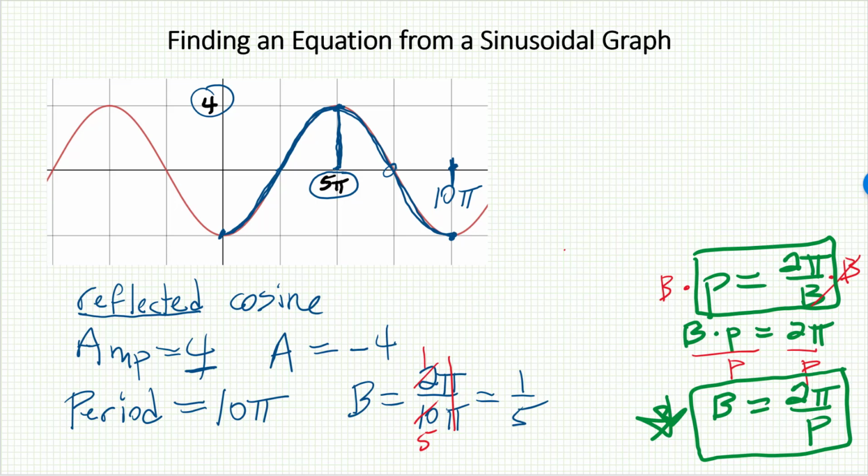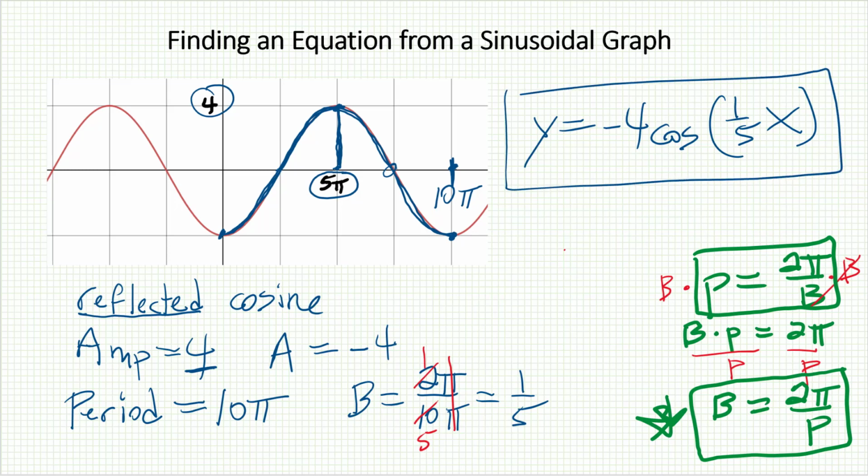Well, I have everything I need now to write down this equation. The equation would be y equals negative 4, there's my a, cosine, we knew it was a cosine graph, of 1/5 x. Y equals a cosine bx. There's the equation. If you wanted to, you could graph that equation in your graphing calculator to verify that it draws this picture, and it will.